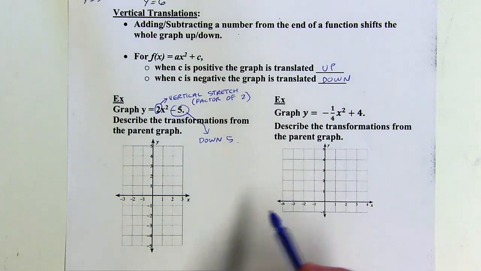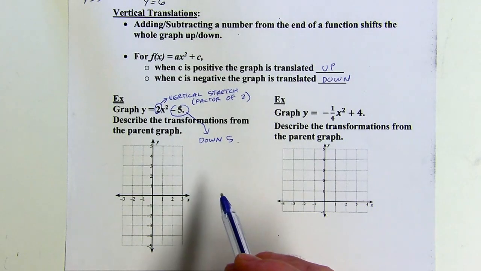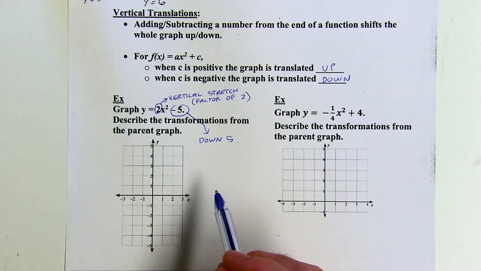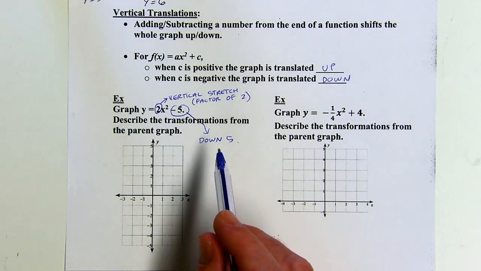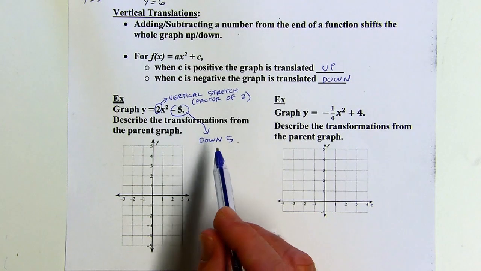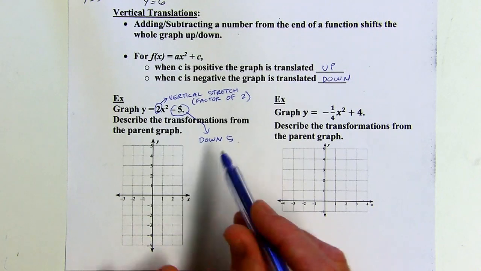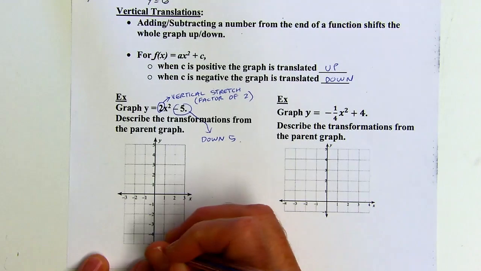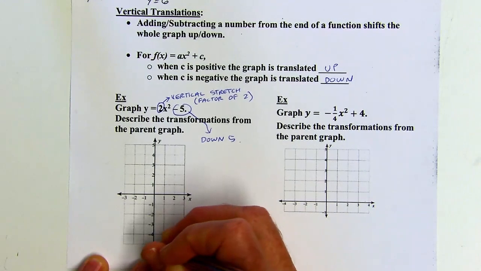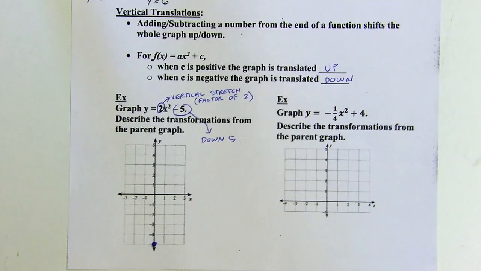Okay, so here's how I would graph this. Now you can make an XY table, that's totally fine, but what I'm going to do is first do the down 5, do the shift. So this is going down 5 units. That means my vertex is going to be right there. Okay.